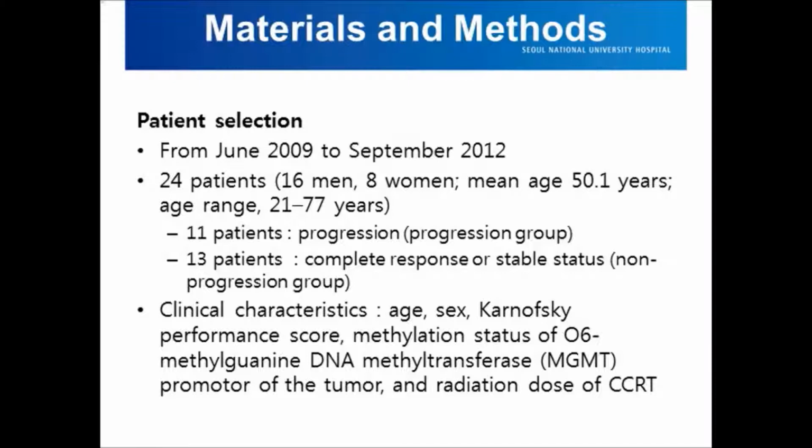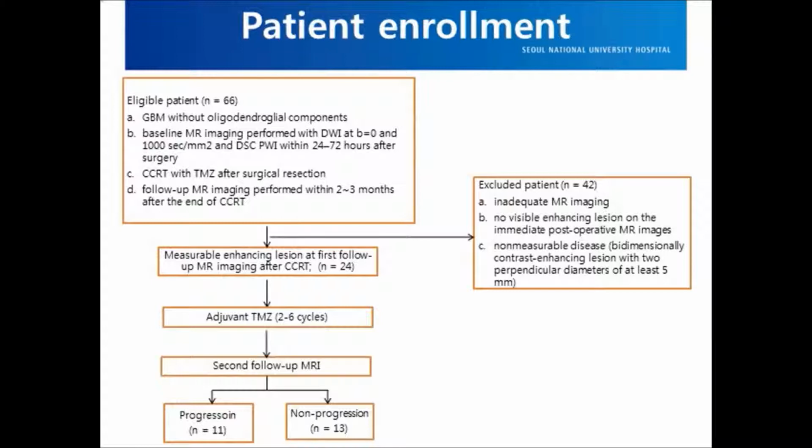Clinical characteristics of each patient, including age, sex, KPS, methylation status of MGMT promoter of the tumor, and radiation dose of CCRT, were gathered from all patients. 66 patients with GBM who had undergone surgical resection at our institution were selected for this study. The inclusion criteria were as follows. We excluded 42 patients due to the following conditions.